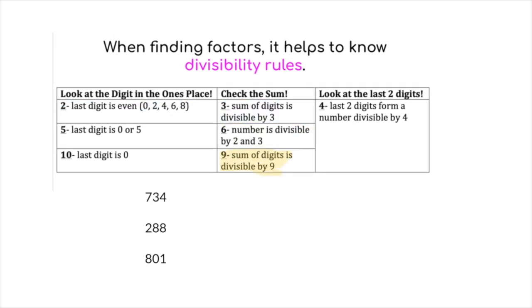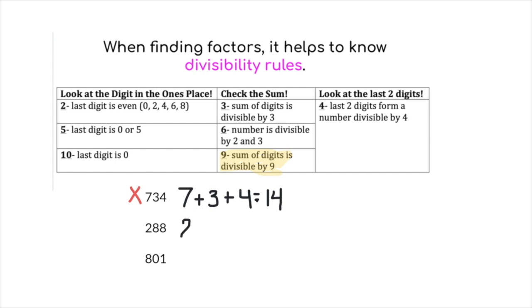Now let's take a look at the rule for 9. The rule for 9 is just like the rule for 3. You have to add up the digits, and the sum should be divisible by 9. So let's take a look at our first example, 734. So 7 plus 3 plus 4 equals 14. And if you think about your 9s, 9, 18, 14 does not divide by 9 evenly. So 734 is not divisible by 9.